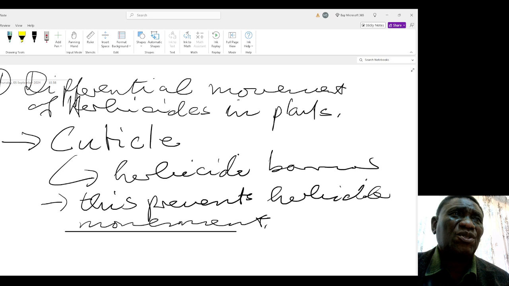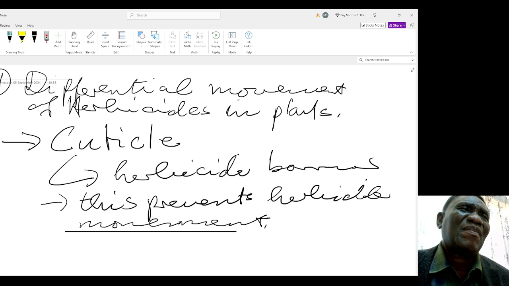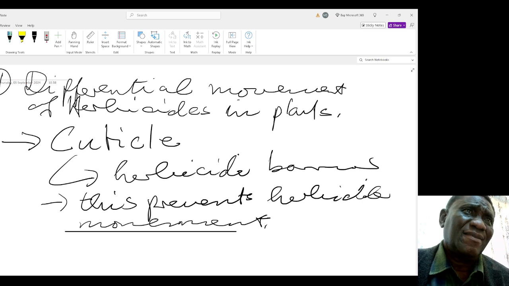So we have got the cuticle. If the herbicide cannot enter the cuticle, it means that herbicide is not going to kill that plant. Therefore, the cuticle can give protection to the plant, and this could be the basis for selectivity.